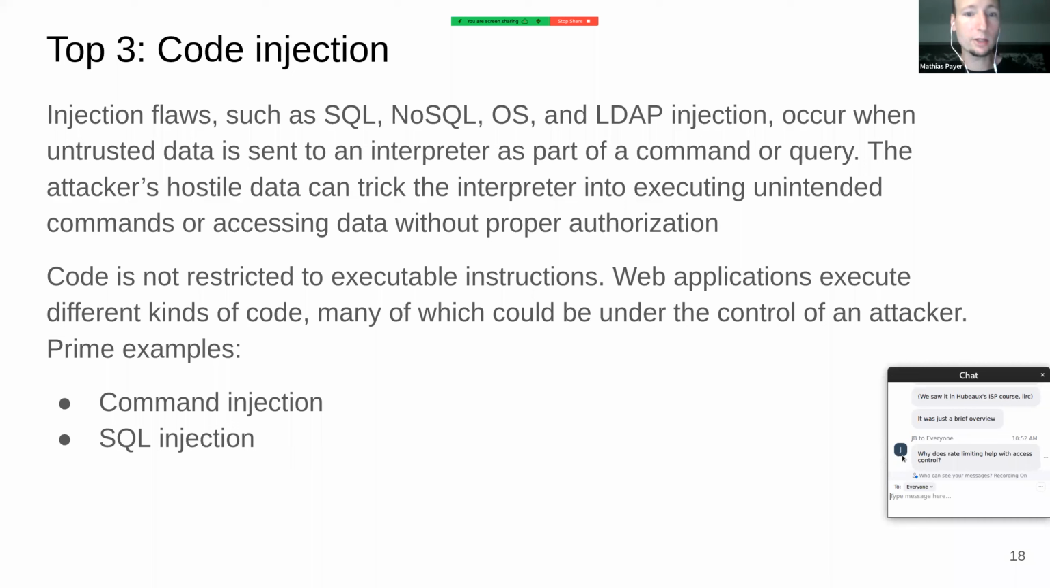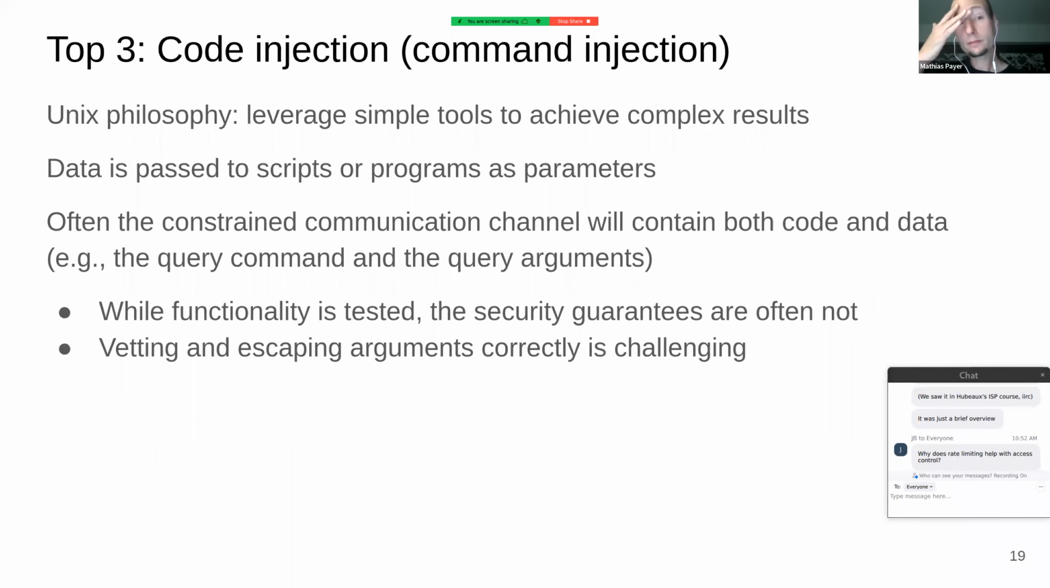Code is not restricted to executable instructions. This is the big difference here. Web applications execute all different kinds of code, which can be under the control of the attacker. So command injection and SQL injection are two prime examples, and cross-site scripting is the other big elephant in the room. The code injection part, or command injection, is unfortunately a very common issue. The Unix philosophy is that we want to leverage simple tools to achieve complex results. So this is the core philosophy of Unix systems.